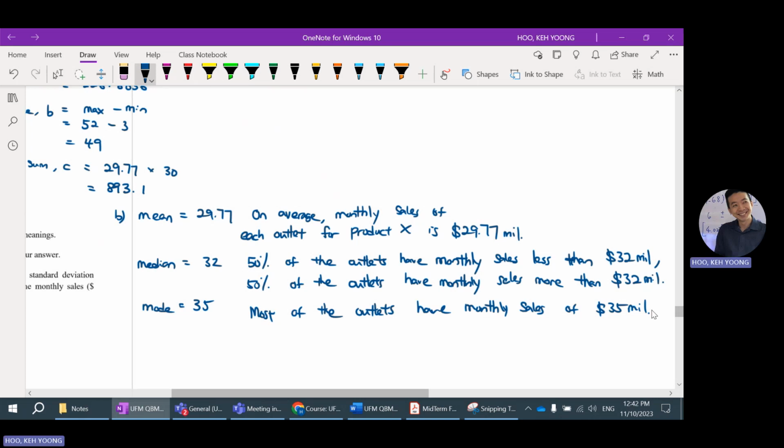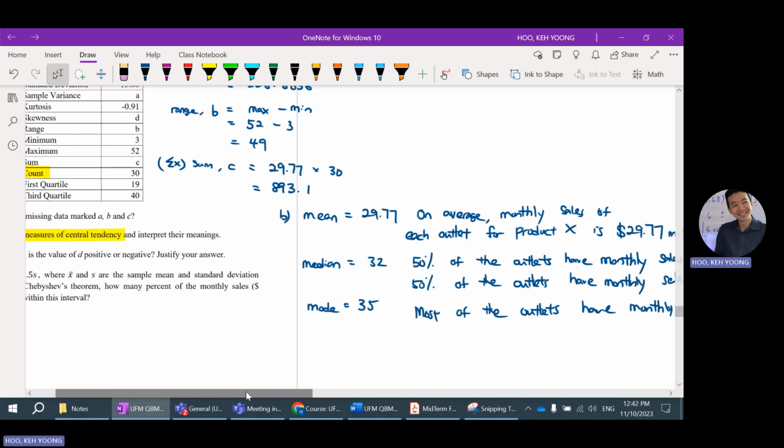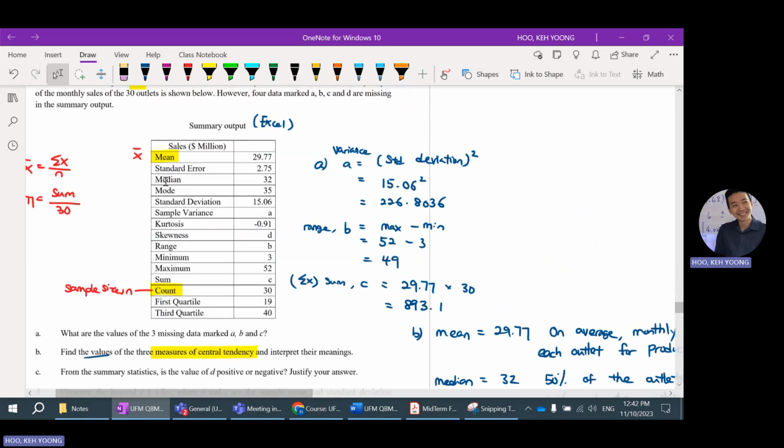Okay, what's next? From the summary statistics, is the value of D positive or negative? Justify the answer. For these questions, we do not have a histogram, stem and leaf, or box plots. What we have is just the summary outputs. So how can we tell the skewness of the value? We look at mean, median, modes.